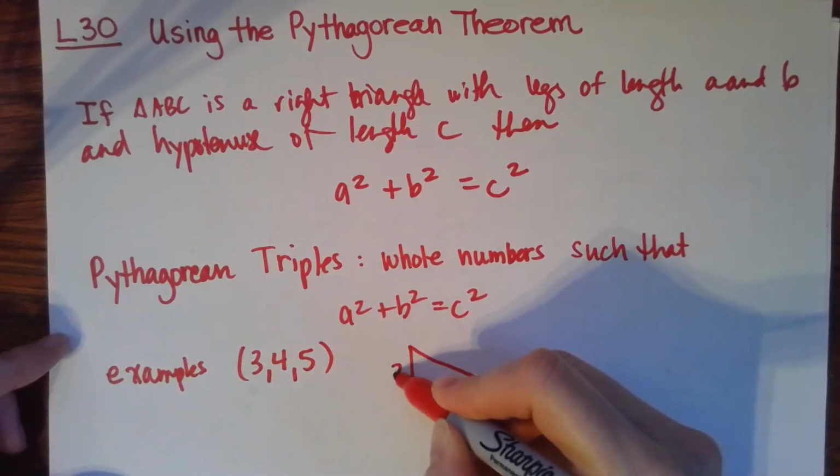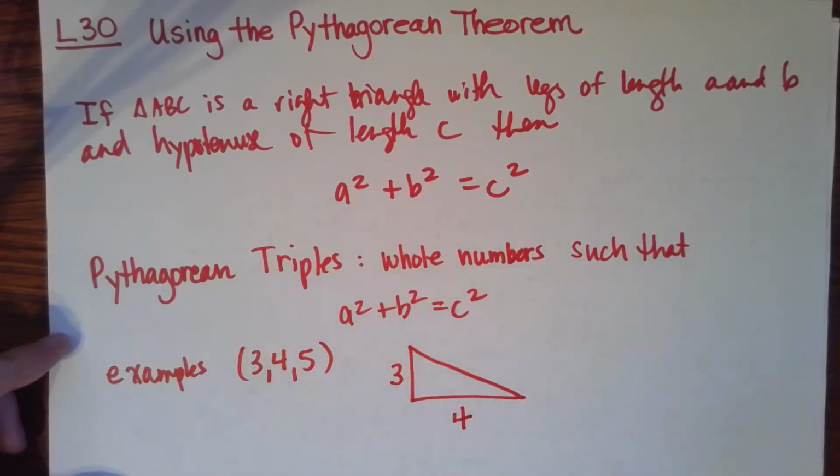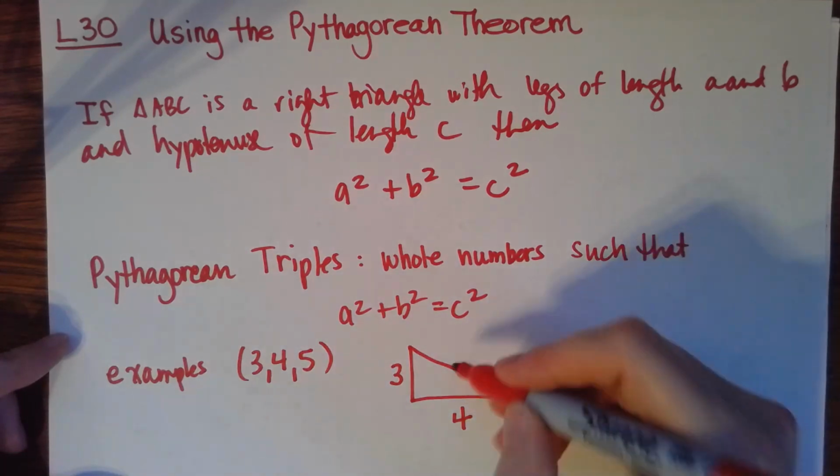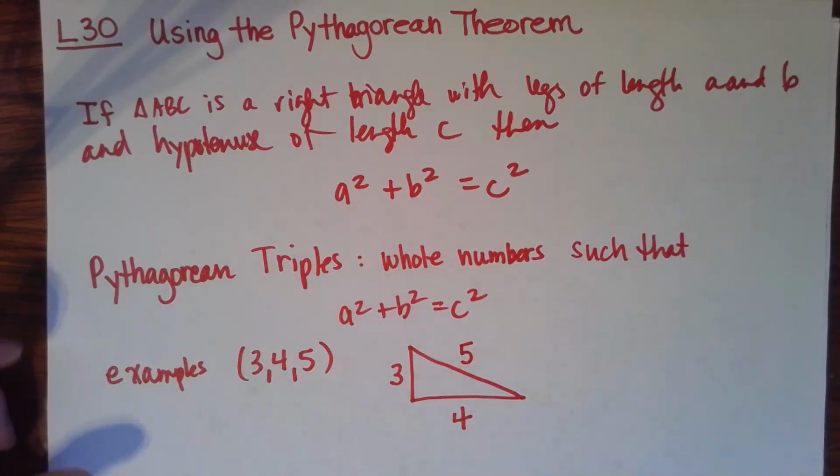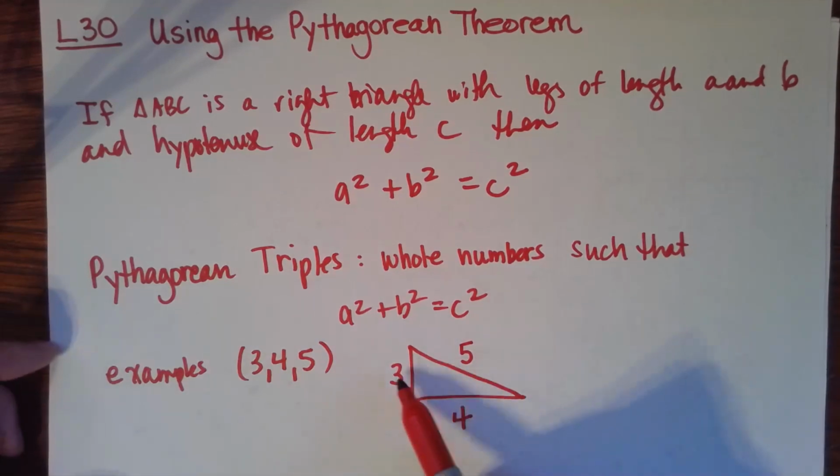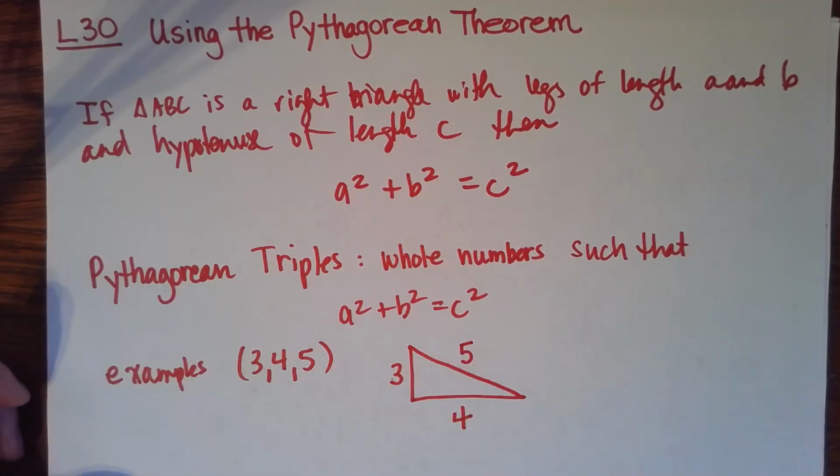So if we had a leg of length 3 and a leg of length 4, 3 squared is 9, 4 squared is 16, 9 plus 16 is 25. The square root of 25 is 5, so the hypotenuse would be 5. These are all whole numbers, and they have to be whole numbers for them to be called a Pythagorean triple.